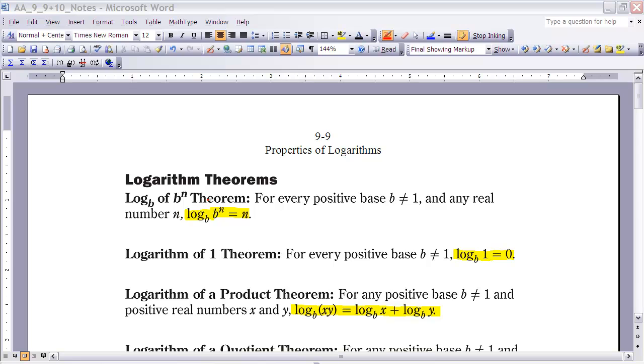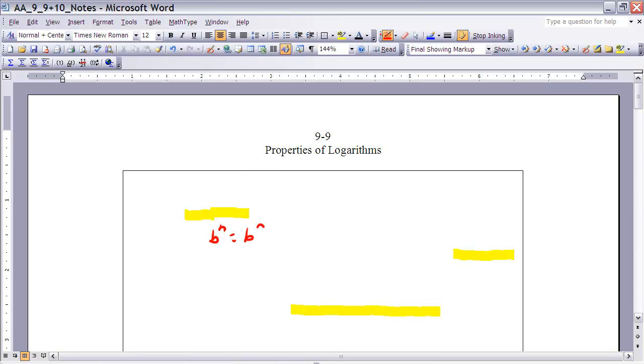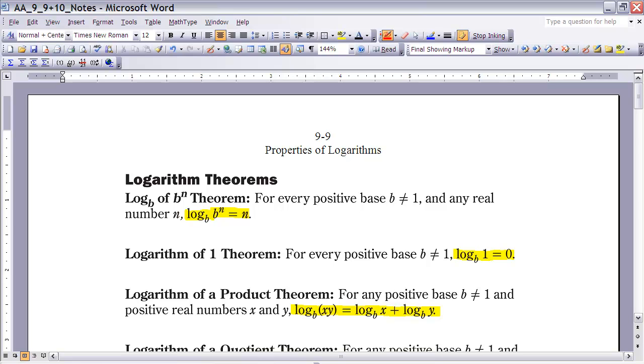It says log base b of b to the n theorem, and once again, the base cannot be equal to 1, and n is any real number. If that's the case, then log base b of b to the n is n, which makes sense if we think about that strictly from the standpoint of exponential form. The exponential form of that equation is b to the n equals b to the n. So that would make sense as a true statement.